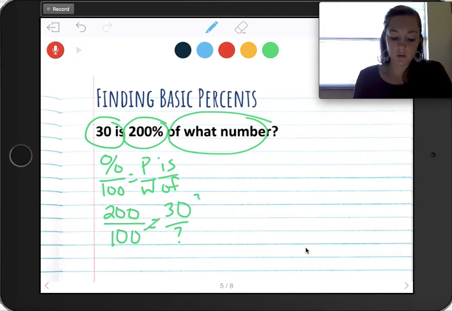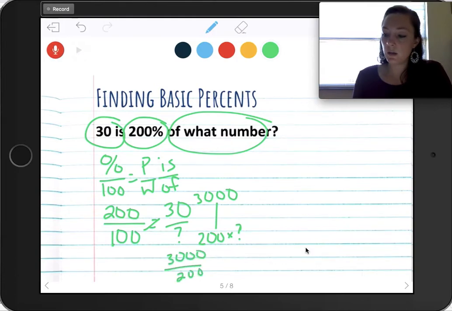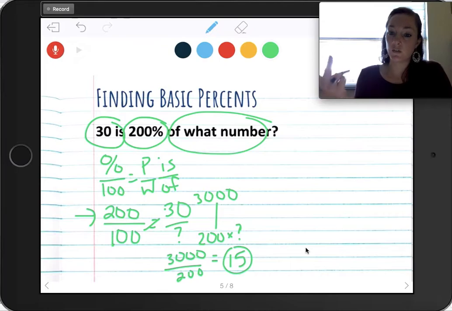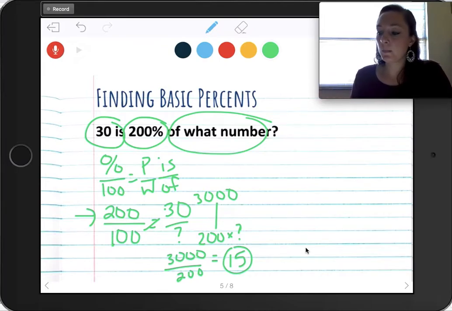So we're going to cross multiply, and we are going to get 200 times something. Now we divide 3,000 divided by 200, and we get 15. So 200%, or 2 of something, is 30. 2 15s give us 30. So we could do it that way.